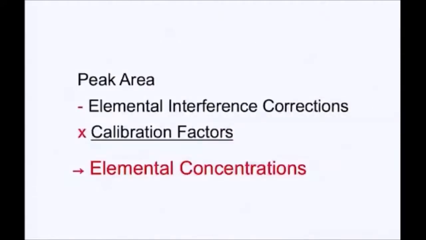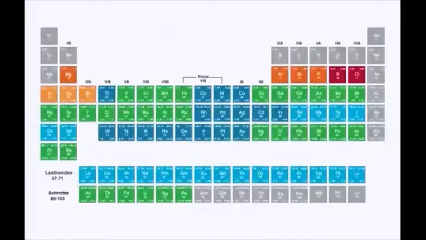So the way that it works is that we capture the spectra, we subtract out interferences, we make corrections for background and interfering elements. We apply our calibration factors to the net signal, and then what comes out of the other end is the elemental concentrations.